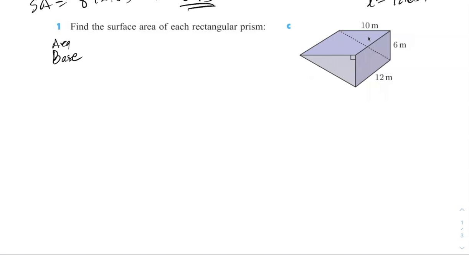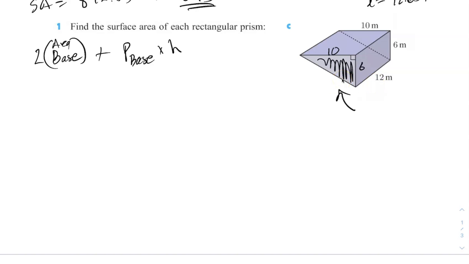So since it's a prism, I'm going to do 2 times the area of the base, because there's 2 of them, plus the perimeter of the base times the height. Now, if this is my base, I could probably find the perimeter right now, right? I have all sides of the triangle. It's 10 right here, 6 is this, and I don't have the hypotenuse. I guess I don't have it yet. So this is 10, this is 6, I've got to figure out what this side right here is.